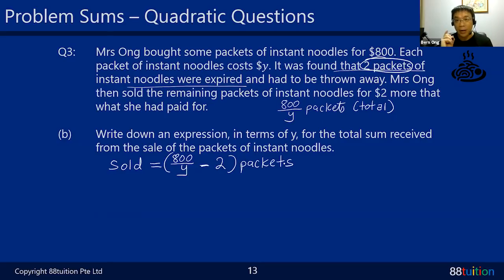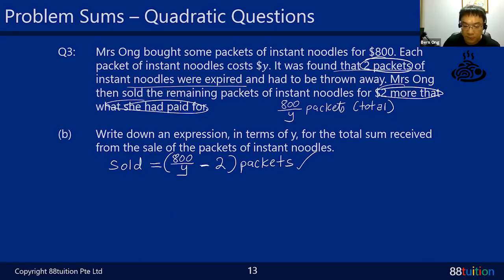All right. So 800 over Y is the total number of instant noodles she has. 2 packets were expired, so 800 over Y minus 2 packets. This is the quantity, the number of instant noodles sold. Then Mrs. Ong sold the remaining packets for $2 more than what she had paid for.